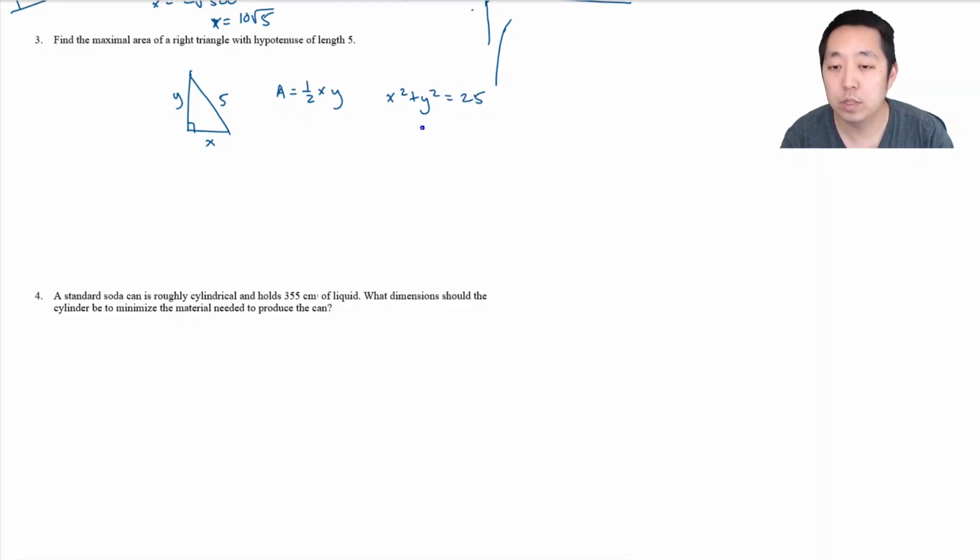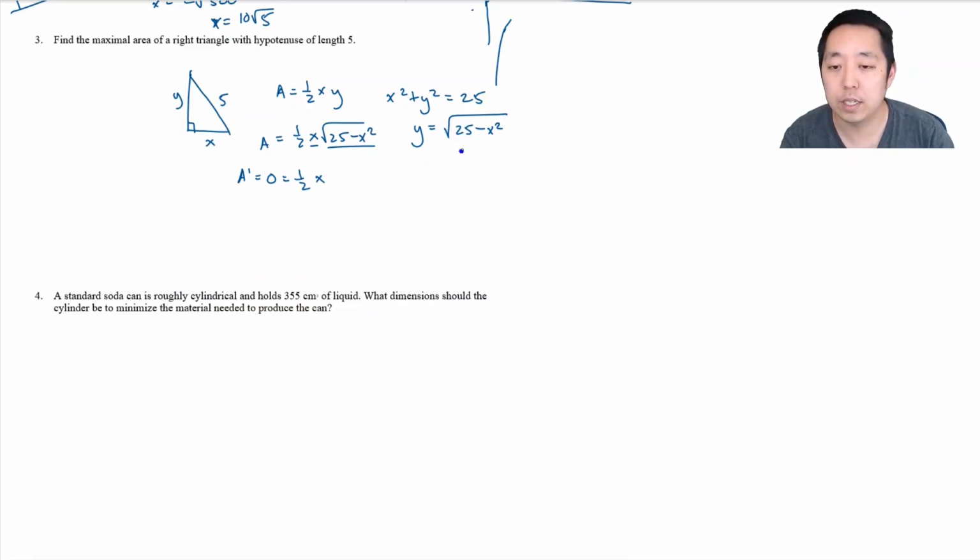So that means y, if I solve for it, has to be the square root of 25 minus x squared. And so then I'm going to plug that into here. The area is 1/2 x square root of 25 minus x squared. Okay, so to maximize, I need to find the critical numbers when the derivative is equal to 0. Bring out the 1/2, and I'm going to do product rule between these two functions. This is going to be x times the derivative of this.